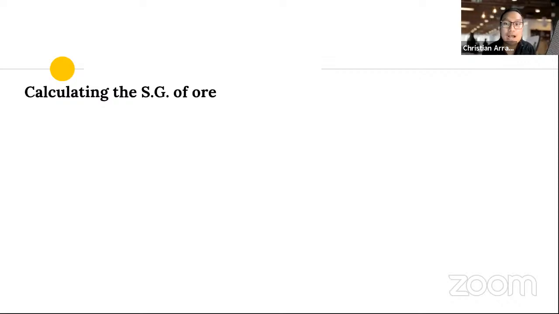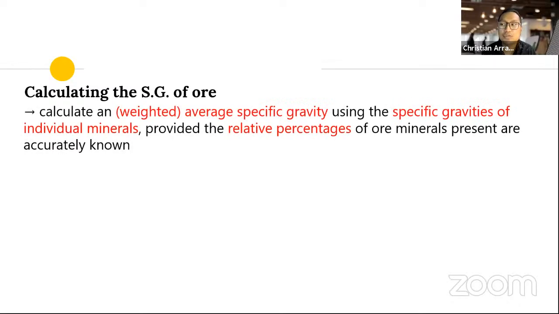Next, how do we calculate naman the specific gravity of ore? Okay. So, baka nagtataka kayo, paano siya nako-compute? So, yung SG actually, kaya ring makuha or at least may scientific method na hindi natin di-discuss no, para makuha yung SG ng different minerals. But for a certain ore, dahil comprised of different materials, the very basic rudimentary procedure for that is you just get the weighted average specific gravity using the specific gravities of the individual minerals, provided that the relative percentages of the ore minerals present are accurately known.